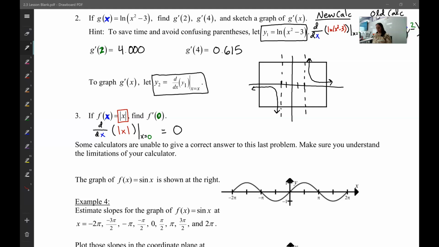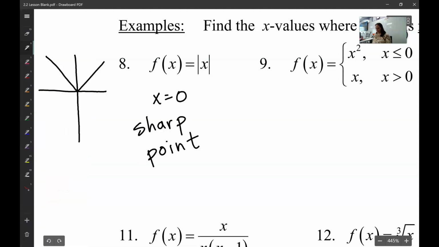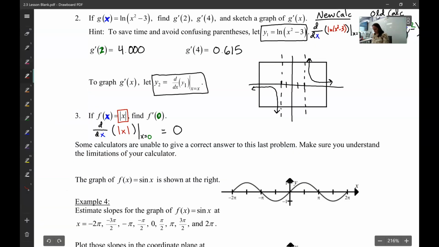Okay, your calculator probably gave you this, 0. But, wait a second. We just took the derivative of absolute value of x at 0. But if you remember back in 2.2, number 8, we said, pardon the bell again, that this function is not differentiable at 0 because it's a sharp point, and we can't take derivatives at sharp points. So, here's your warning right here.